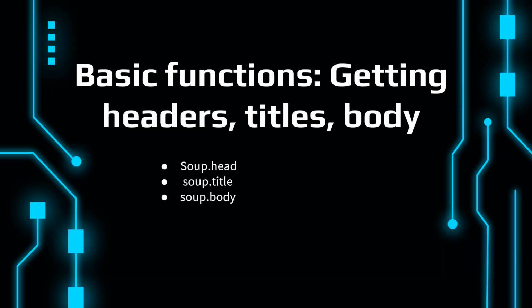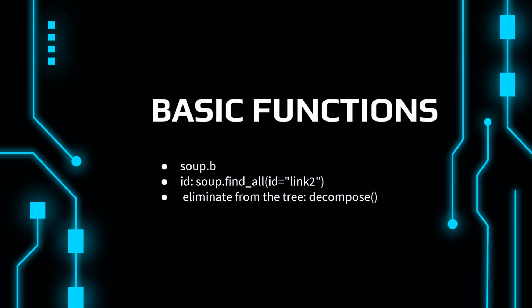Basic functions for getting headers, titles, and body: soup.head, soup.title, and soup.body get the header, title and body of the page respectively. Other basic functions include soup.find_all, finding by id, and decompose to eliminate elements. These are the basic functions available in Beautiful Soup.